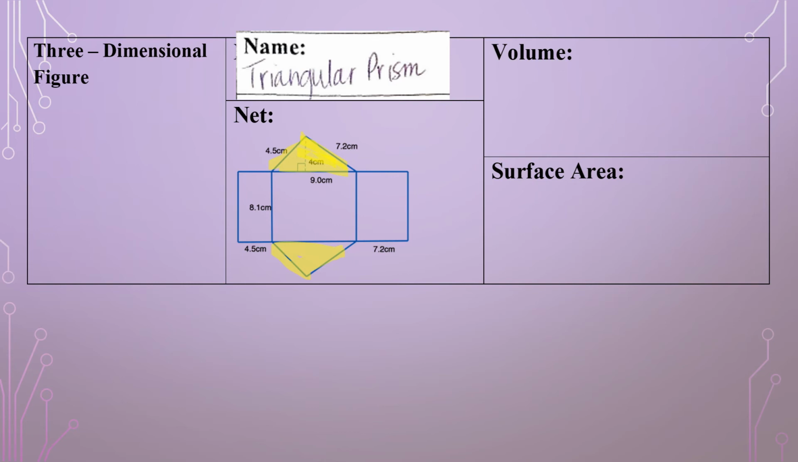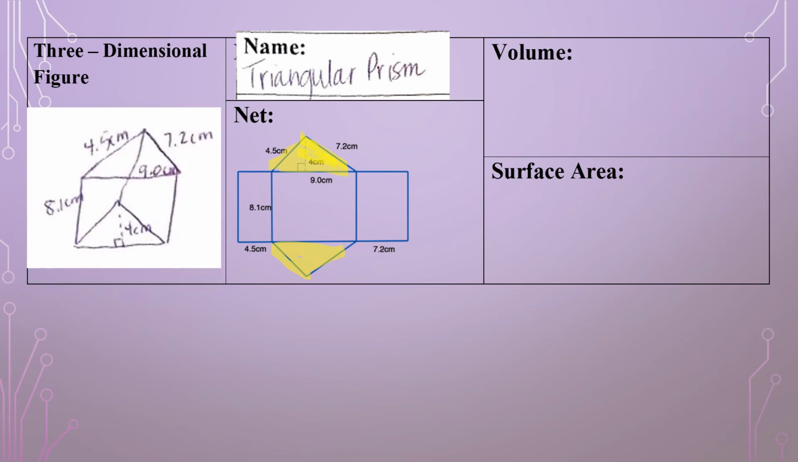Okay, so we need to draw the 3D solid. So I start by drawing my triangles first and then kind of fill in the rectangles there. And obviously you need to put some measurements there so you know what you have for the figure. So we have 4 as the height of the triangle. We have 4.5 and 7.2 as the sides, and then 9 is the base, and then our height of the whole entire figure is 8.